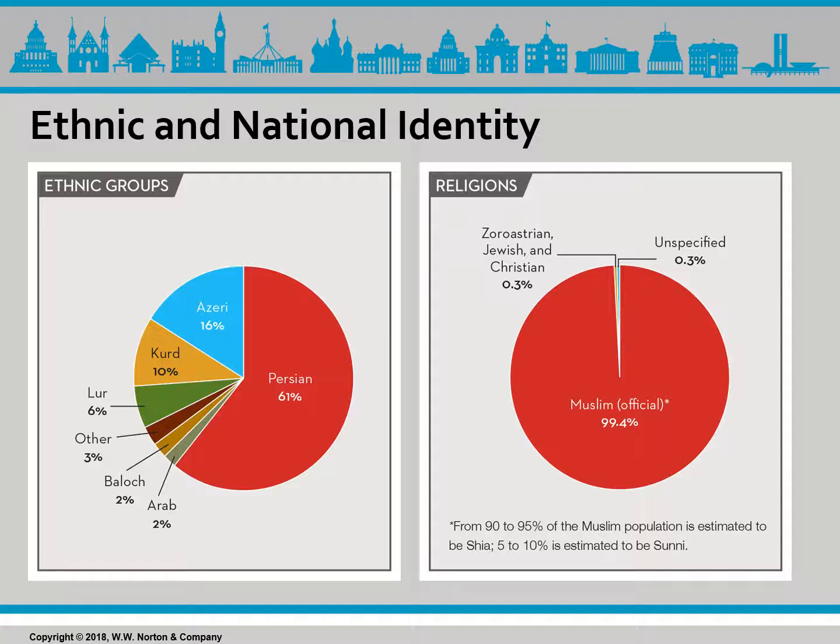Now, with their religion, you have Muslim, which is Shia, again, not Sunni. Zoroastrian, Jewish, and Christian make up 0.3, unspecified 0.3. And if you note the fine print, roughly out of the 99.4% of the official Muslim population, about 5 to 10% could be Sunni, give or take.